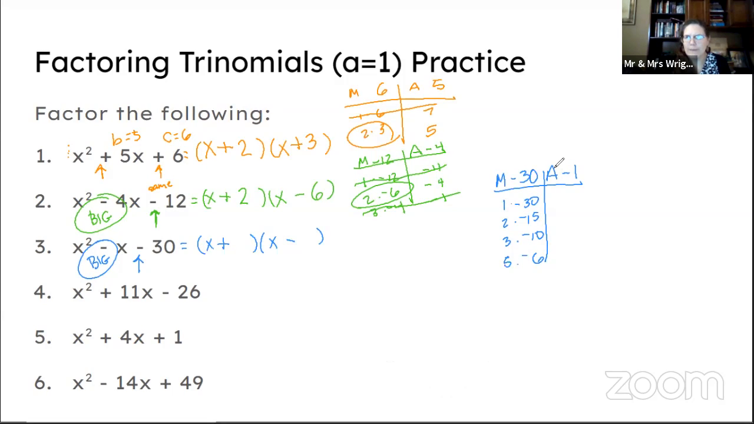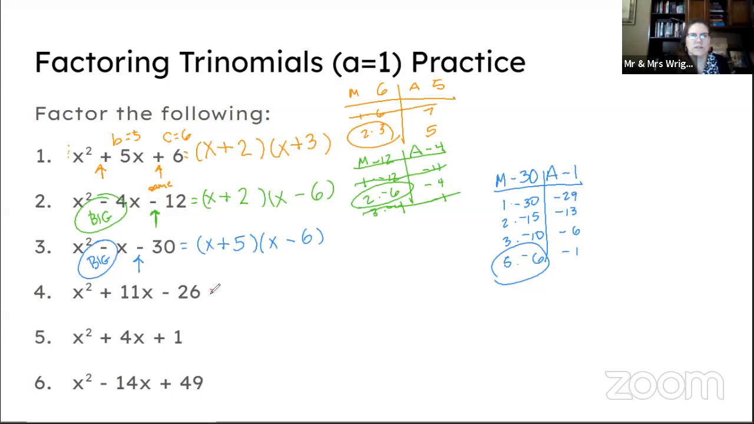Now, we need to add to find -1. What's 1 plus -30? That's -29. 2 plus -15 is going to be -13. 3 plus -10 is -7, and 5 plus -6 is -1. So here I have my answers, a +5 and a -6. The -6 is going to go here with the negative, and the +5 is going to go here with the positive. Okay? All right, moving on.